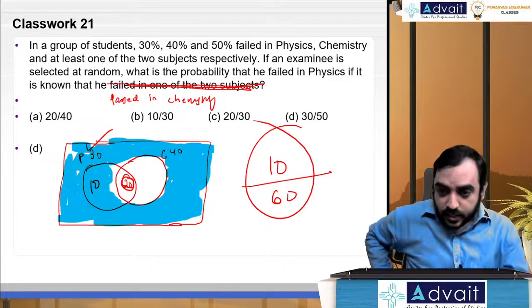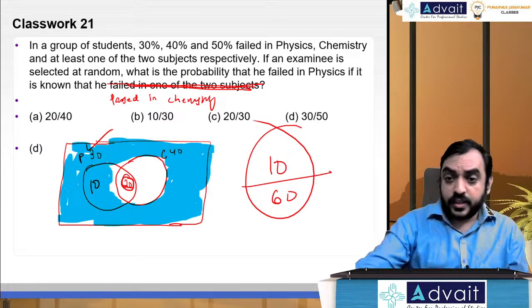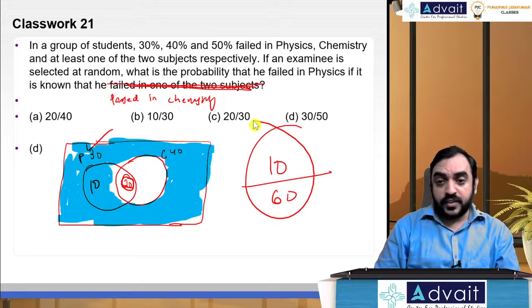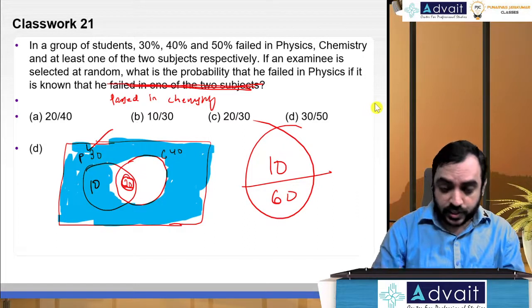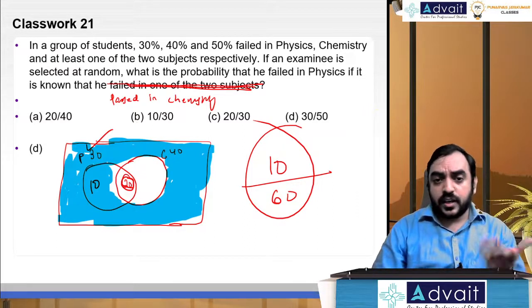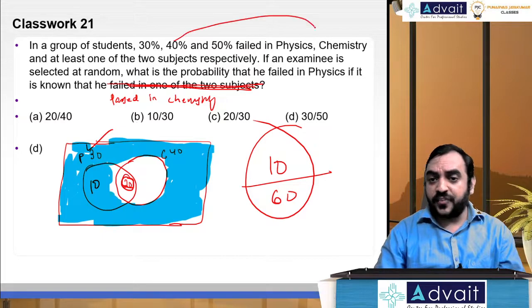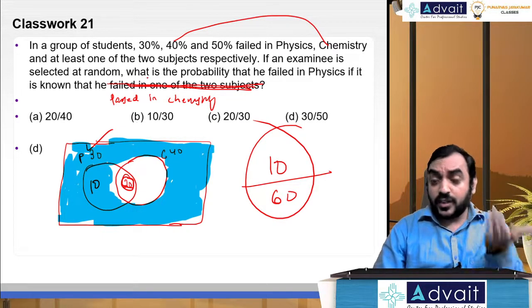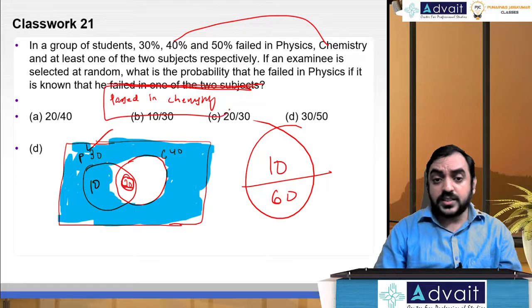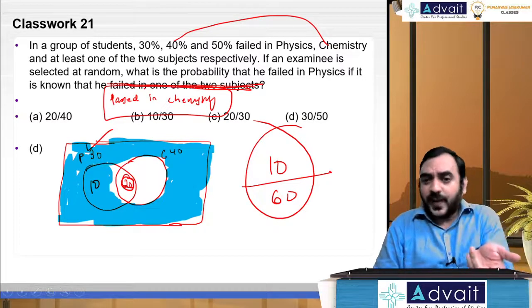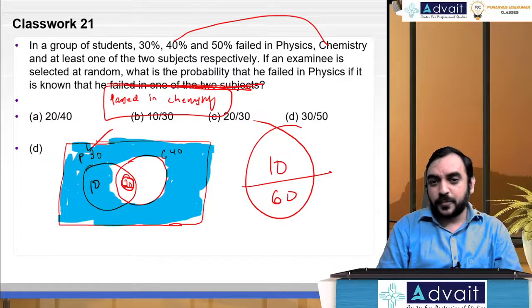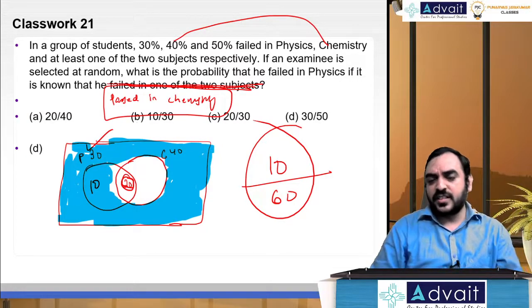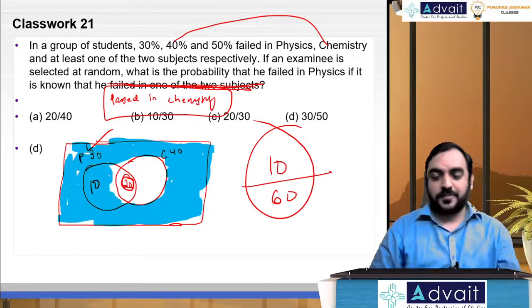10 by 60. How is it 60? Because they said 40% failed in chemistry, but what is given? It is given they passed in chemistry. So if 40% fail in chemistry, it means 60% people should pass, right? 100 minus that, because we are discussing in percentage. 100 minus 40. Right? Okay.